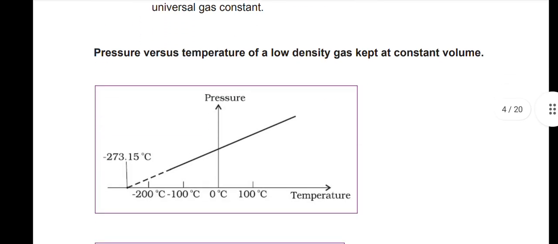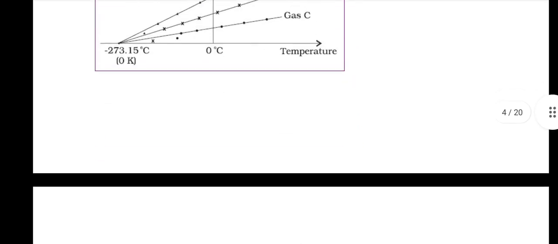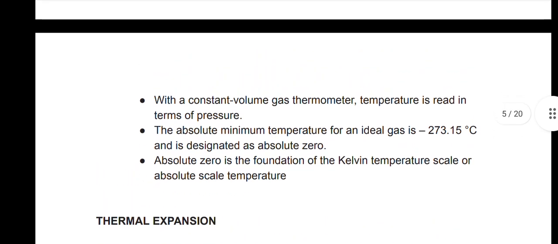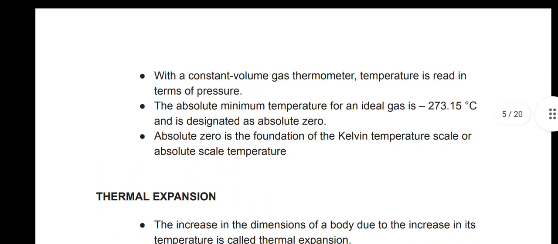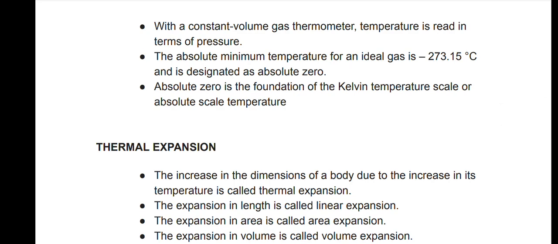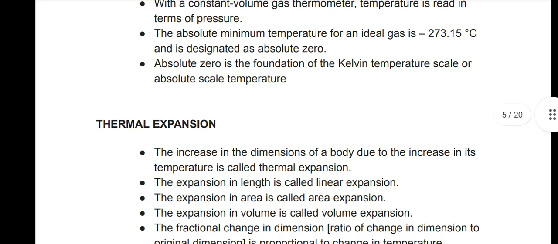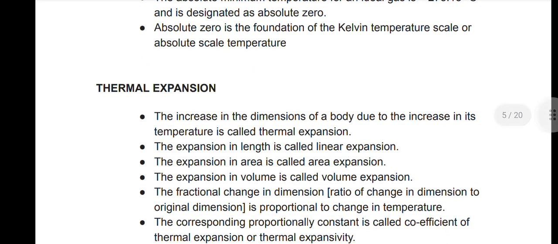Pressure versus temperature of a low density gas kept at a constant volume. With a constant volume gas thermometer, temperature is read in terms of pressure. The absolute minimum temperature for an ideal gas is minus 273.15 degrees Celsius and is designated as absolute zero. Absolute zero is the foundation of the Kelvin temperature scale, or absolute scale of temperature.